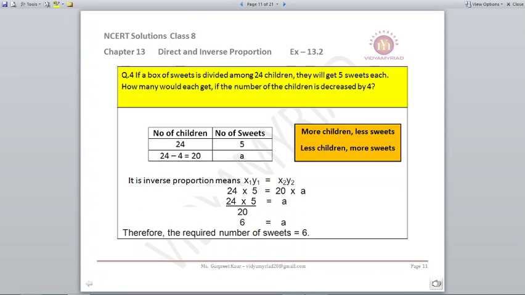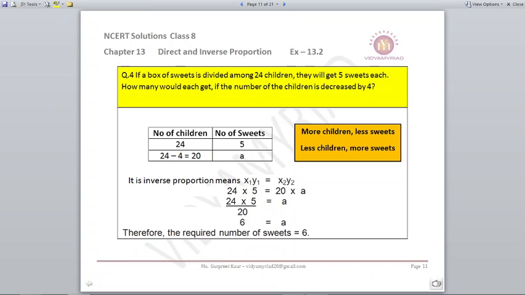If a box of sweets is divided among 24 children, they will get 5 sweets each. How many would each get if the number of children is decreased by 4? So first we will think about two parameters: children and sweets. When the number of children is 24, sweets are 5. And when it is decreased by 4, that means children are only 20. So how many will be the sweets? Definitely children will get more sweets. They are in inverse proportion. So when children are reduced, sweets will increase.